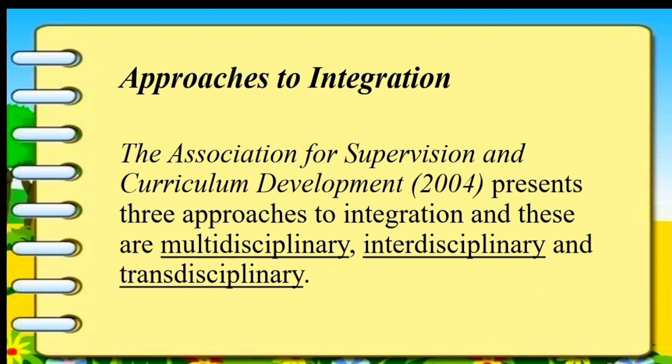There is a book edited by Heidi Hayes Jacobs, all about Curriculum 21: Essential Education for a Changing World, wherein that particular book explores the need for a new curriculum that prepares students for the 21st century world with a focus on essential skills such as critical thinking, creativity, problem solving, and also global awareness. So now let's proceed to the 3 approaches. First, let's have the multidisciplinary.